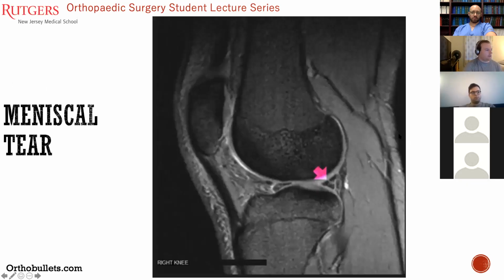Some pathology that we'll note, looking at a sagittal image of a knee, you see that there's disruption of the normal triangular shape of the medial meniscus. Again, you really need to see this on a couple different images in order to define it as a true tear, but it's something that can definitely be a pain generator and be a cause for a patient to have either a repair or a meniscectomy.